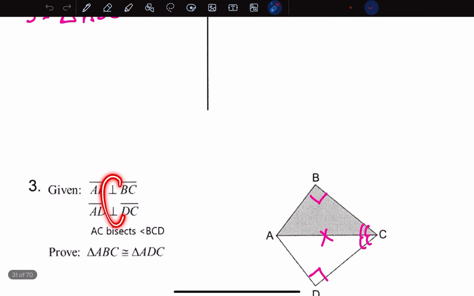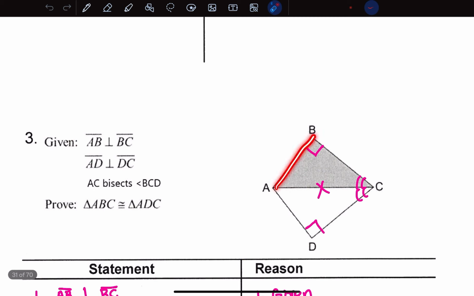Here's that symbol again, perpendicular. Perpendicular tells us that they form right angles. We know that right angles are congruent. So you know that since AB is perpendicular to BC, you know that you have a right angle here. Similarly, you'll have a right angle down here. AC bisects BCD. So you have your second angle here. And we're going to use reflexive to get our third component.